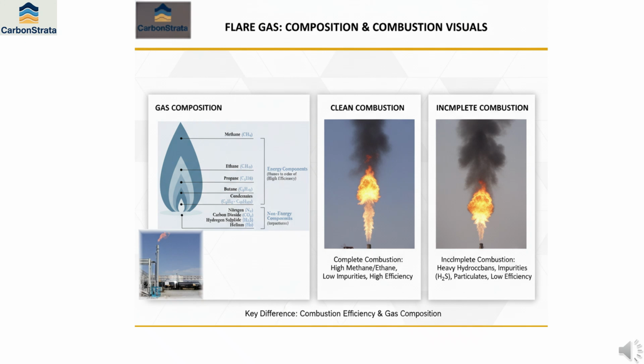In contrast, incomplete combustion occurs when oxygen availability, mixing conditions, or gas quality are inadequate. This can result in the formation of soot, carbon monoxide, unburned hydrocarbons, and other pollutants, reducing both combustion efficiency and environmental performance. Therefore, flare performance is governed by two key factors: gas composition and combustion efficiency. Understanding these factors is essential for optimizing flare design, improving operational performance, and reducing greenhouse gas emissions.